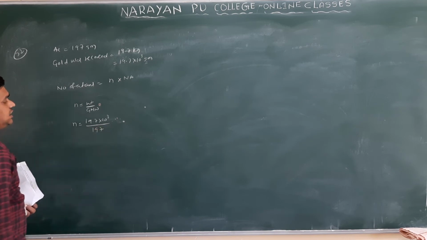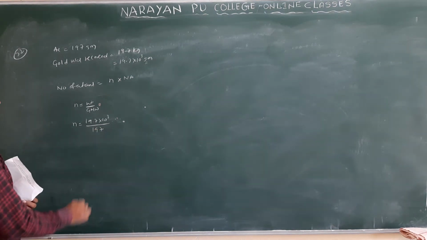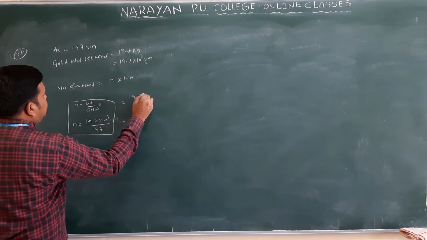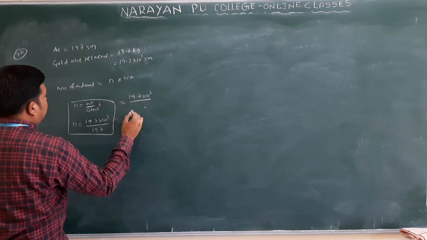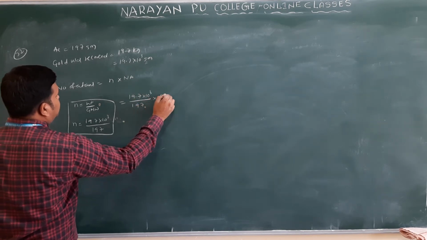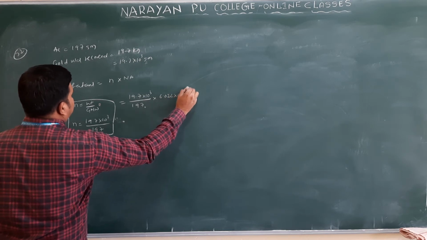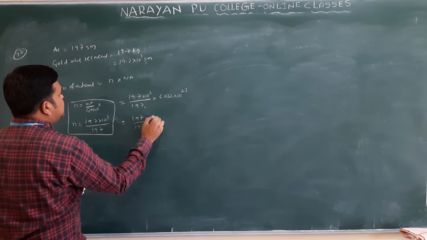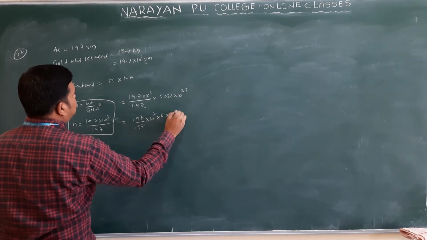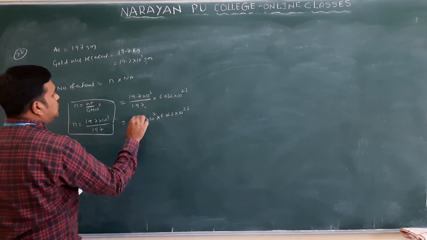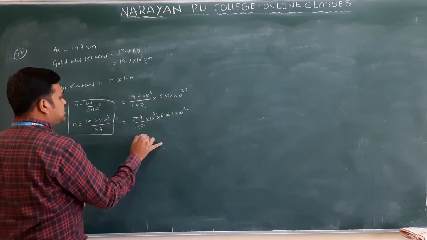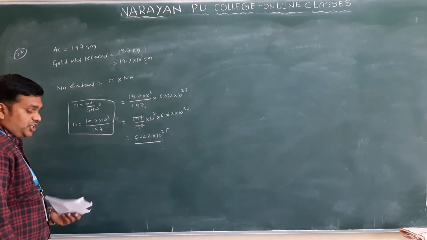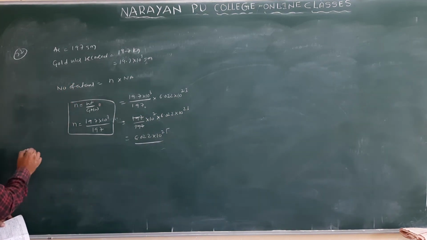we have 197 only. Okay, we can substitute this in the formula. I will get 19.7 into 10 cube by 197 into 6.022 into 10 power 23. This I will write as 197 by 197 into 10 square into 6.022 into 10 power 23. 197 cancels. Then you will get 6.022 into 10 power 25. This is 2 plus 23, that is 25. So your answer is option 4.